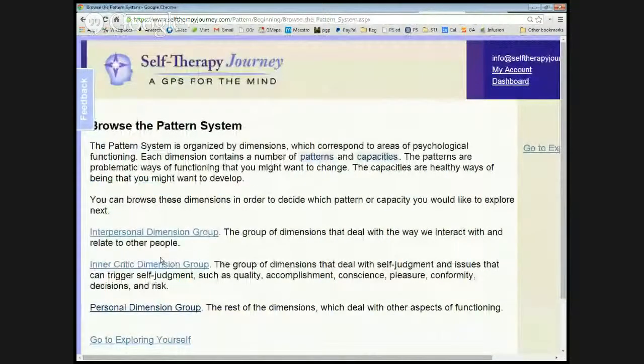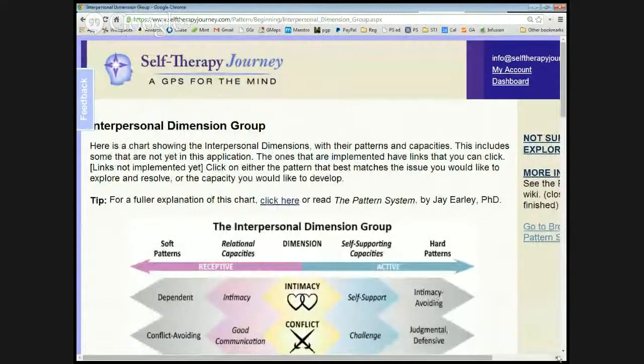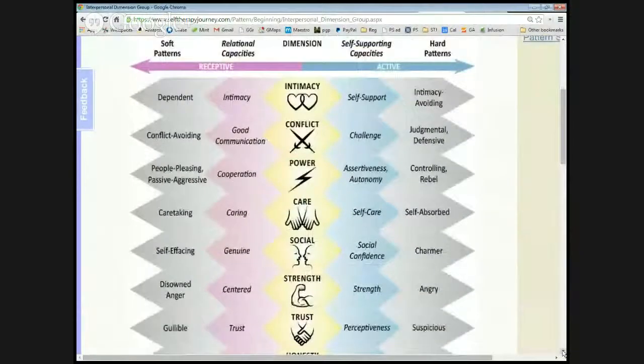You can click here, and there are 3 groups of dimensions. So you can go to the interpersonal dimension group, and here is a chart of all the interpersonal dimensions. For example, we were just talking about people pleasing. That's in the power dimension. In the power dimension, there are actually 4 patterns: people pleasing and passive aggressive on this side, the soft patterns, and then in the hard patterns, there's the controlling pattern and the rebel pattern.